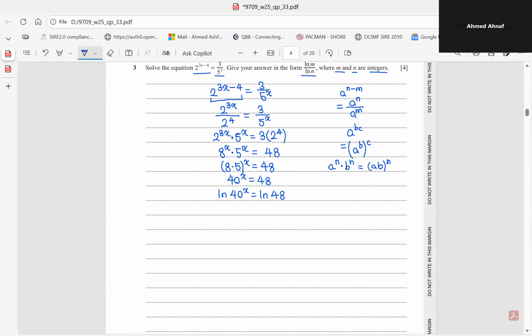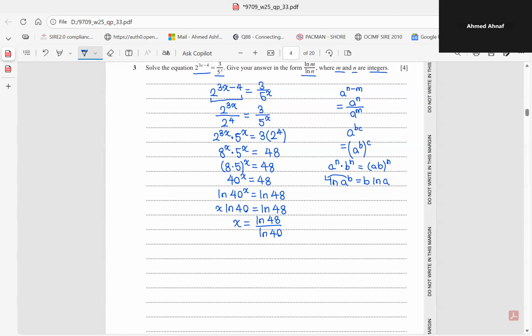And now we're left with this on the left-hand side. So we can use a product rule, which says if you have ln a to the power of b, you can bring down b over here, then you get b times ln a. So similarly, this would be x times ln 40 equals ln 48. And just divide both sides by ln 40, you would get our final answer, which is ln 48 over ln 40.